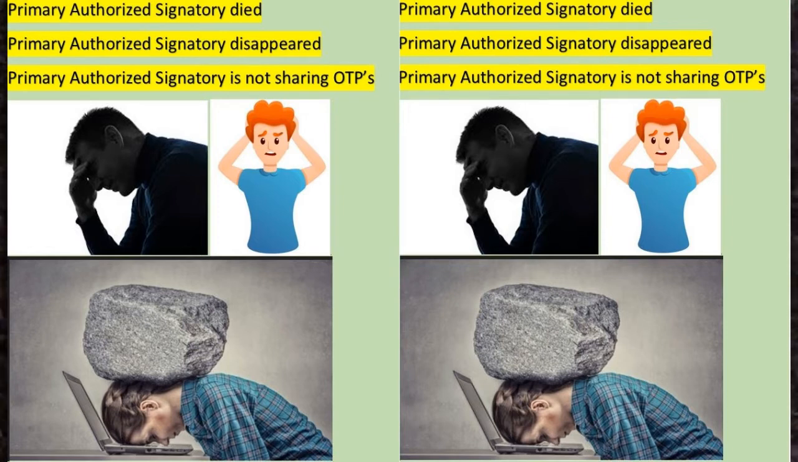This is the first situation. The second situation is, let's say for some reason the primary authorized signatory is no more. Now how will you file the return, or make the changes, or modify the details? That is one situation.